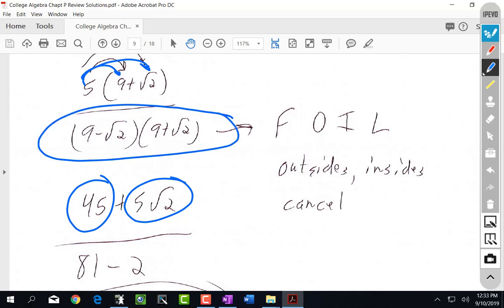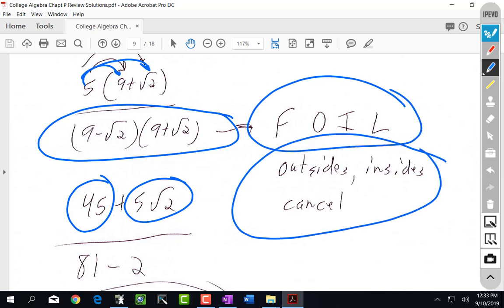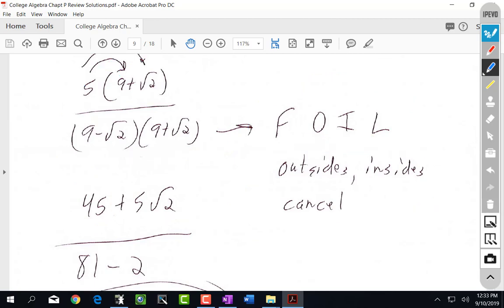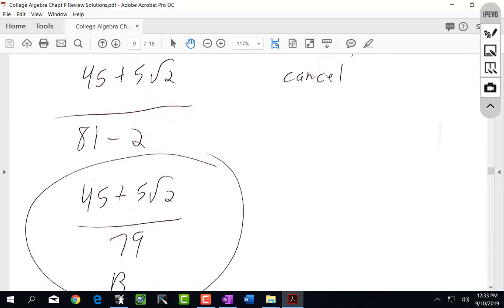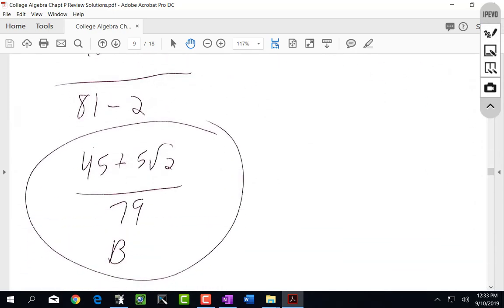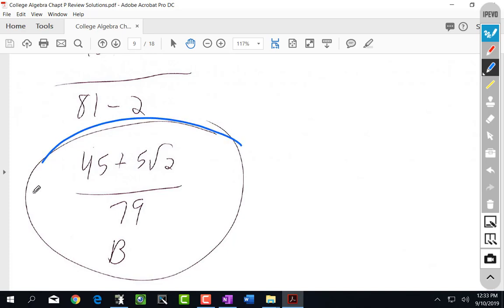Okay, and I'm going to go ahead and multiply 9 minus the square root of 2 by 9 plus the square root of 2. Remember to do FOIL: first, outside, inside, last. You don't have to worry about the outsides and insides because they're going to cancel out. So all you really have to do is do the firsts. So 9 times 9 is 81. Then we've got to subtract. And square root of 2 times square root of 2 is 2. So then take 81 minus 2, and you get a total of 79. So your answer is 45 plus 5 square root of 2 all over 79. So that answer is B.